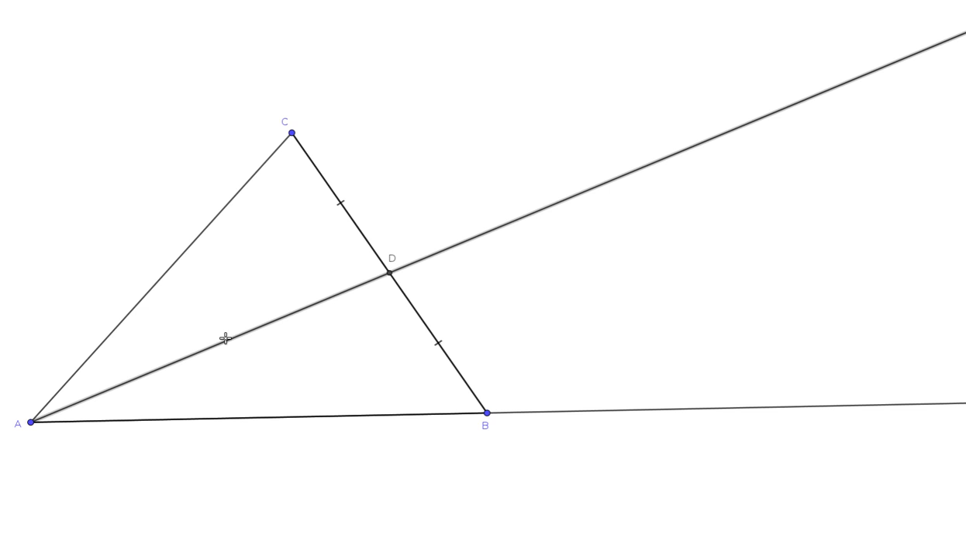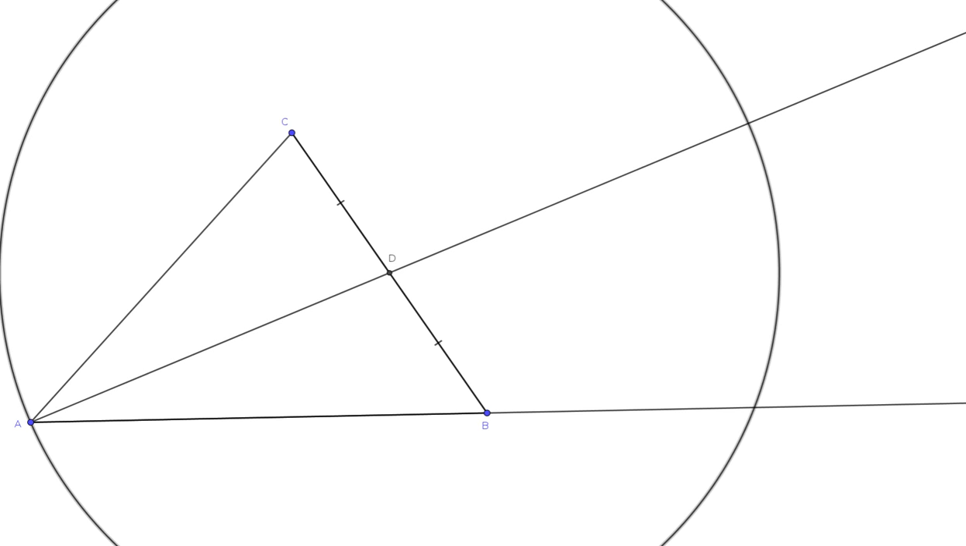So if we do that, now what we want to do is draw a circle centered at D, and we want it to pass through the point A. And so if I do that, let's draw the circle. Let's see what happens. We get our circle here, and that circle intersects the ray that we drew. And so let's say that circle is going to intersect that ray at point E.